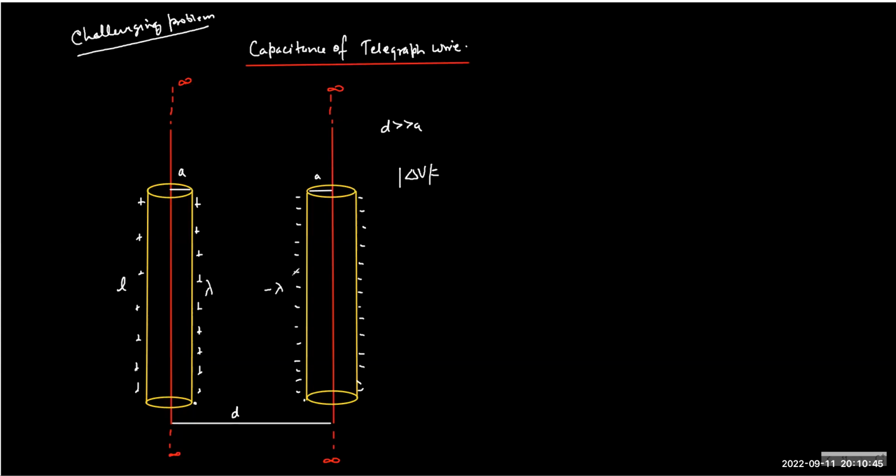Hello. Yes. Will it be 2 pi epsilon naught L upon log of (d minus a) by a? Yeah, that seems correct to me.